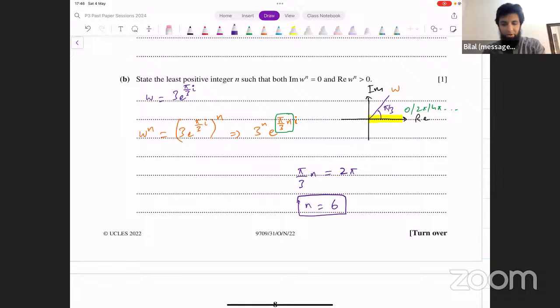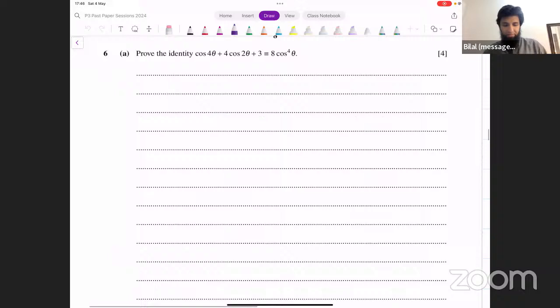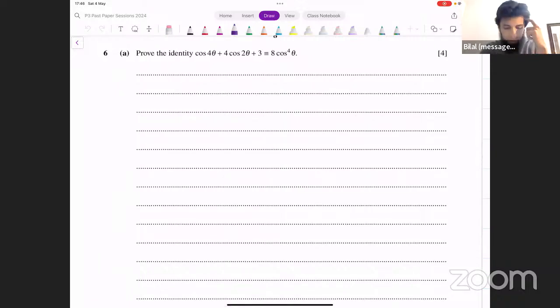Now, the second part of this, that was kind of tricky because it was different from the usual questions that you get in complex numbers. Now, let's have a look at the next one. Okay, so no one has asked about question number 6. I'm assuming you should be able to do it.